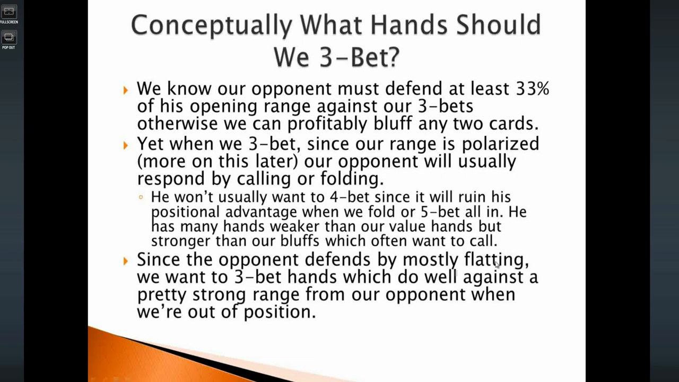Since the opponent defends by mostly flatting, we want to 3-bet hands which do well against a pretty strong range from our opponent when we're out of position. So since the opponent mostly is going to defend by flatting, we of course want to be 3-betting hands that are going to be able to play out of position pretty well. That means when we're value 3-betting, we want hands that retain their value and do well against our opponent's strong hands. And when we're 3-bet bluffing, we want hands that have a very reasonable chance of actually outdrawing our opponent when we get lucky.